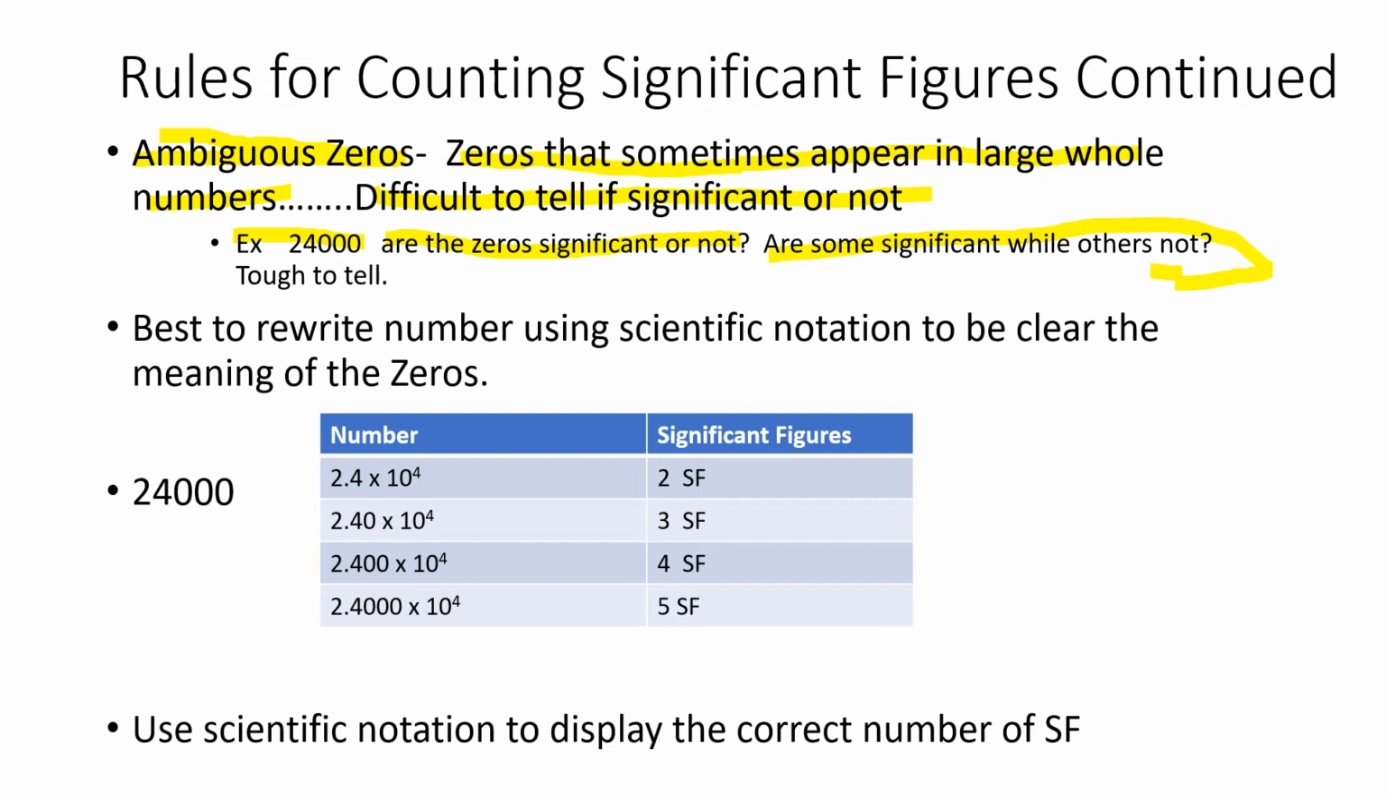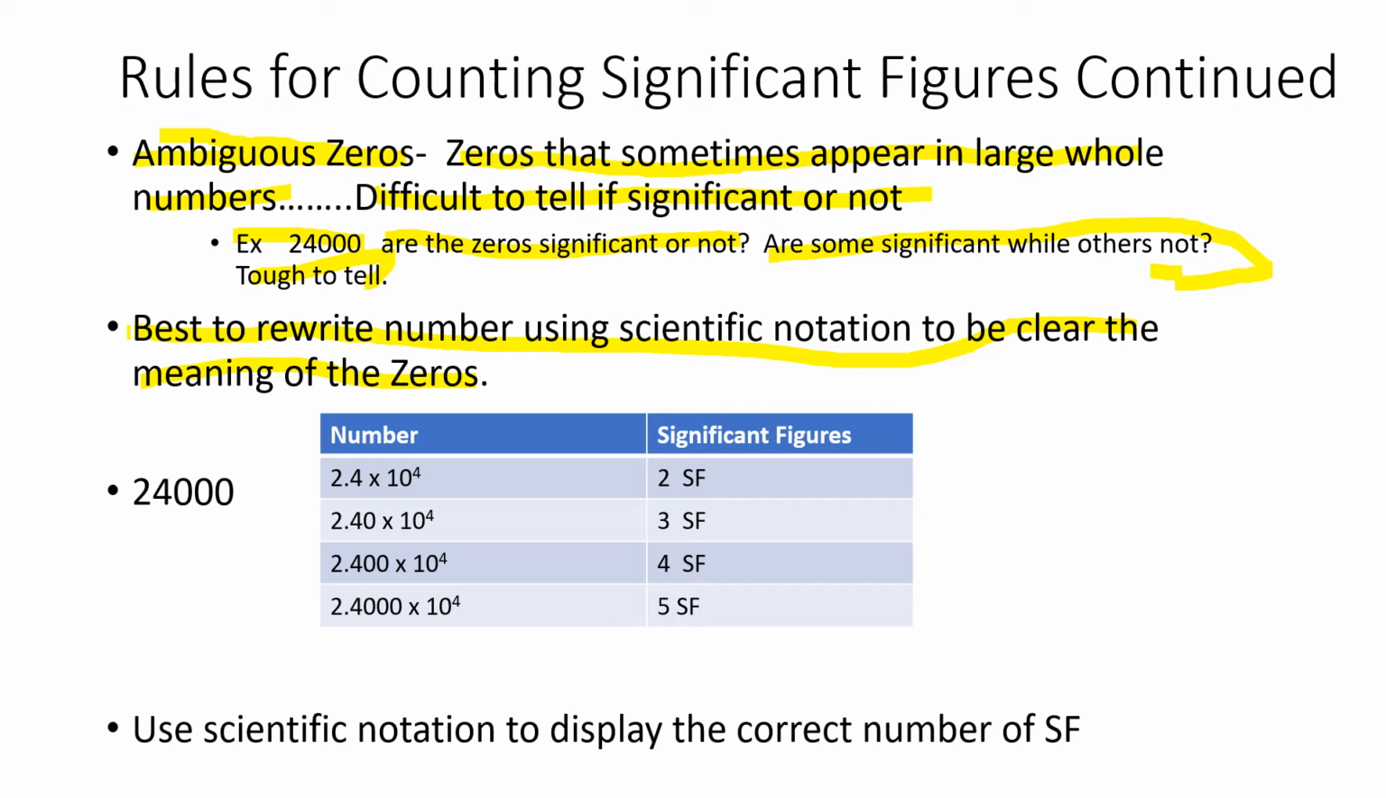So being it's so tough to tell, we need to have a way of avoiding this while still being able to represent these large whole numbers that may contain zeros. So to avoid writing these ambiguous zeros, when you have a large whole number where it's confusing, it's best to rewrite the number using scientific notation to be clear what the zeros are. Let's look at that.